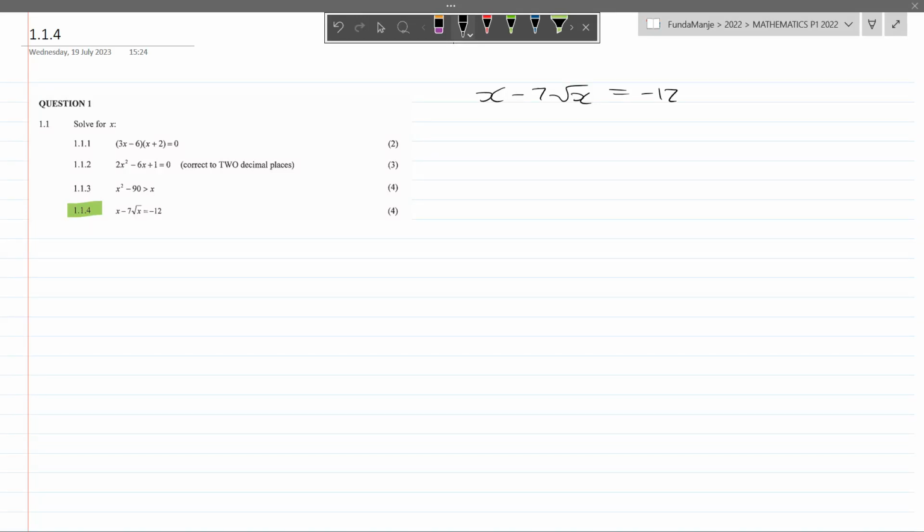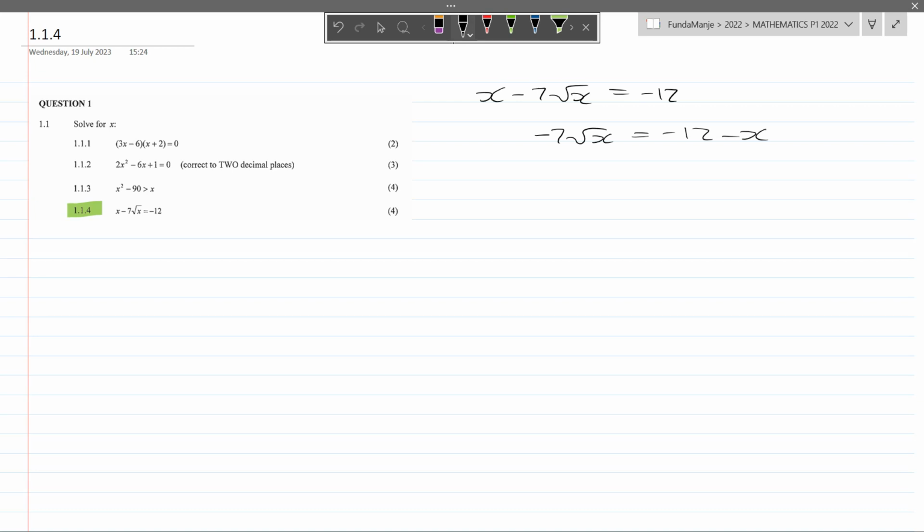1.1.4 says x minus 7 root x is equal to minus 12. And again, the instruction is to solve for x. So what we want to do here is, firstly, we would have to isolate our root on one side. Whenever we have a square root, it's best to isolate it on one side, then take everything else to the other side. We would have minus 12 and minus x.